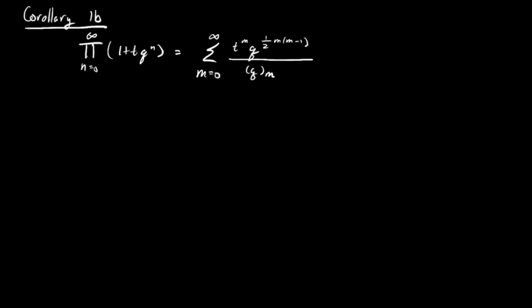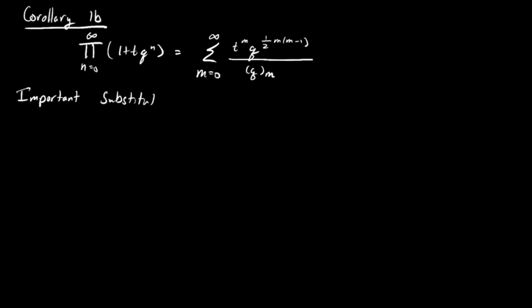Okay, so now we explore some important corollaries of corollary 1b and corollary 1a. So what I'd like to do is to make certain important substitutions, and these important substitutions will be relevant to when we prove the Jacobi triple product identity. So I'm going to start with corollary 1b. I've written in this form, and I'll write some important substitutions.